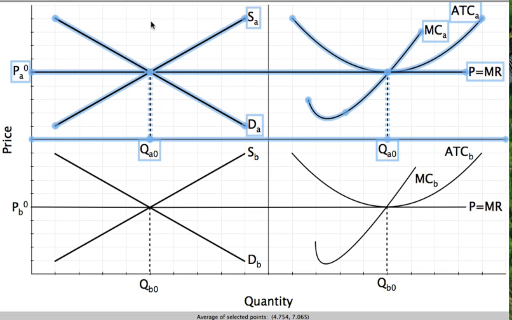The upper left-hand part is the market for good A, and the upper right-hand part is the individual firm producing the product in this market.